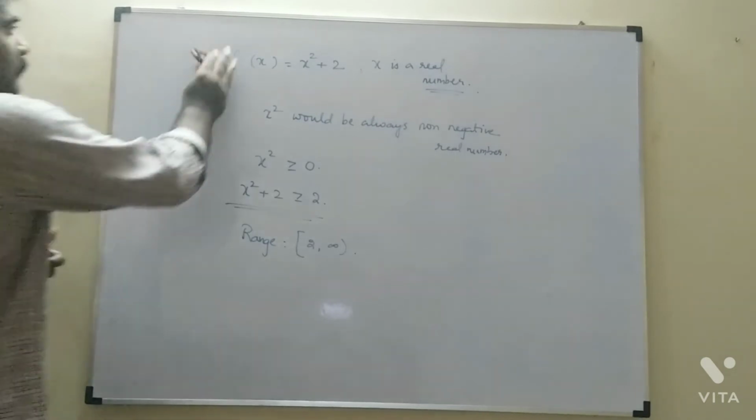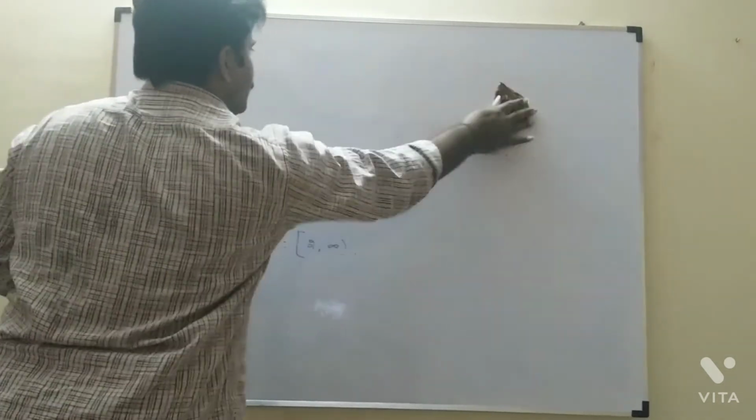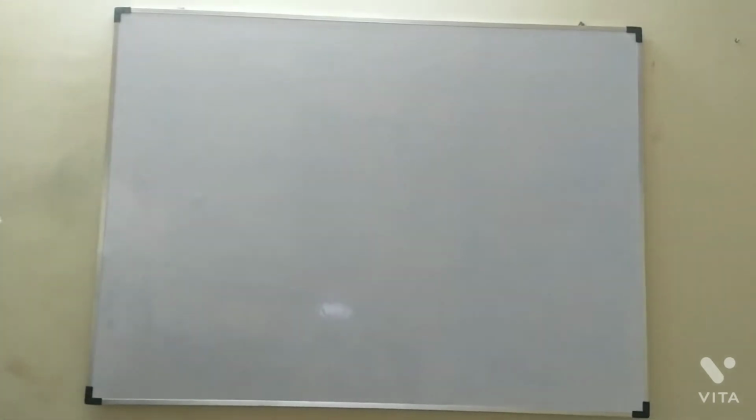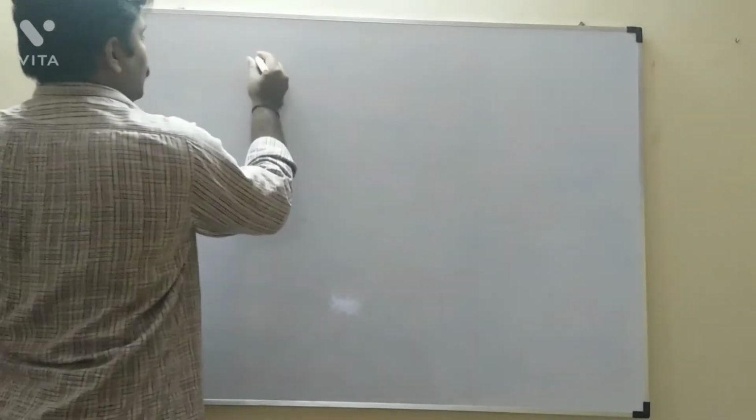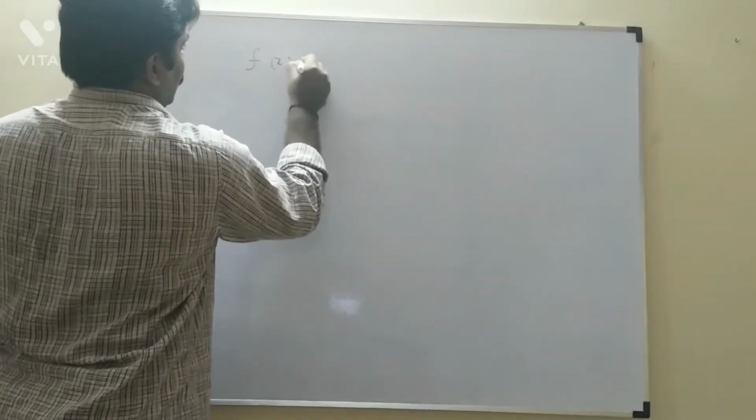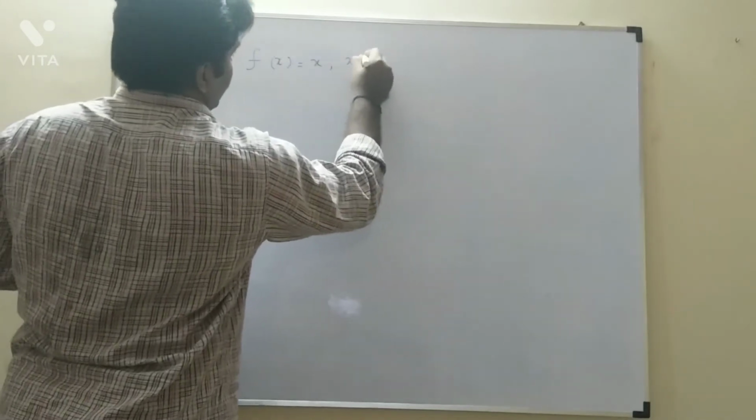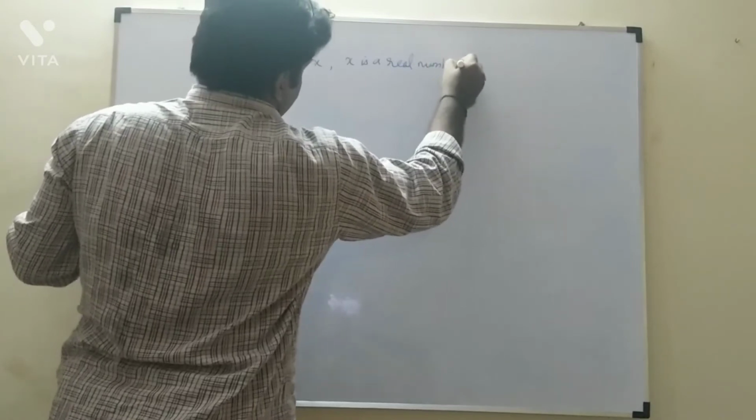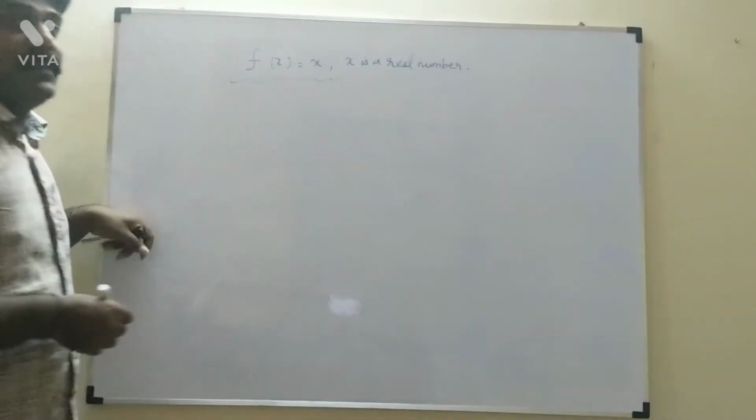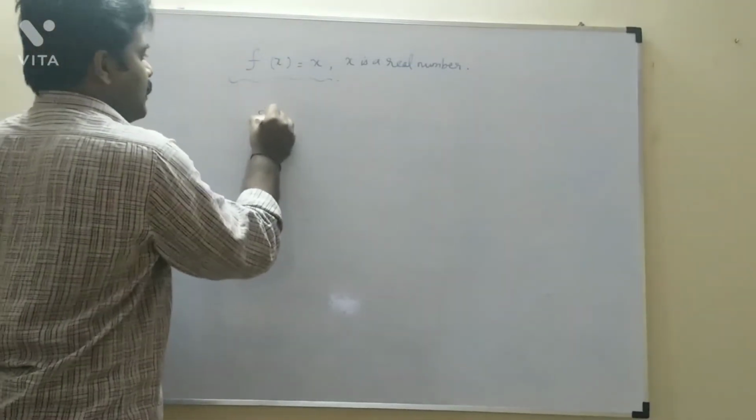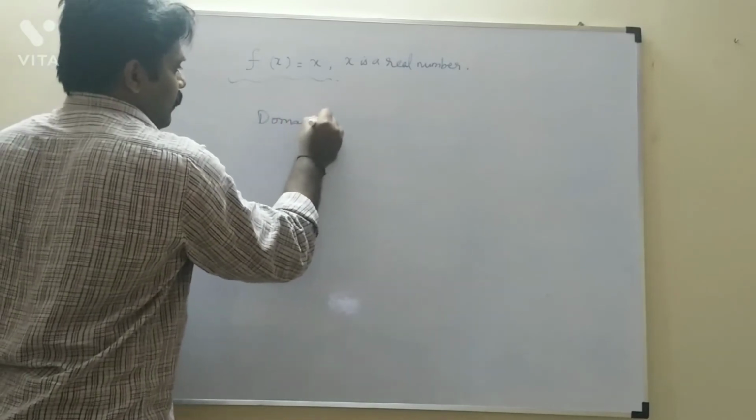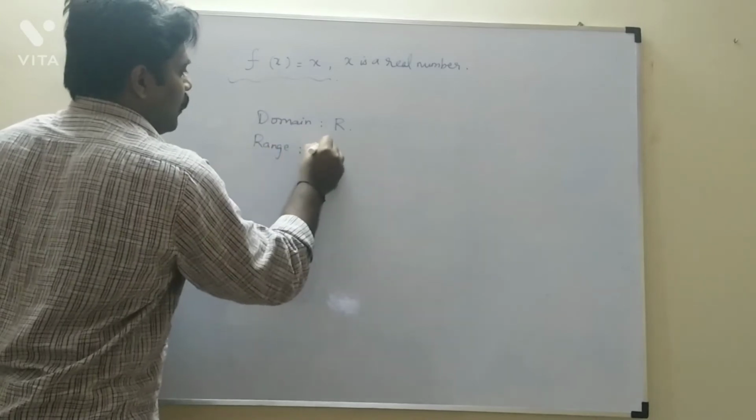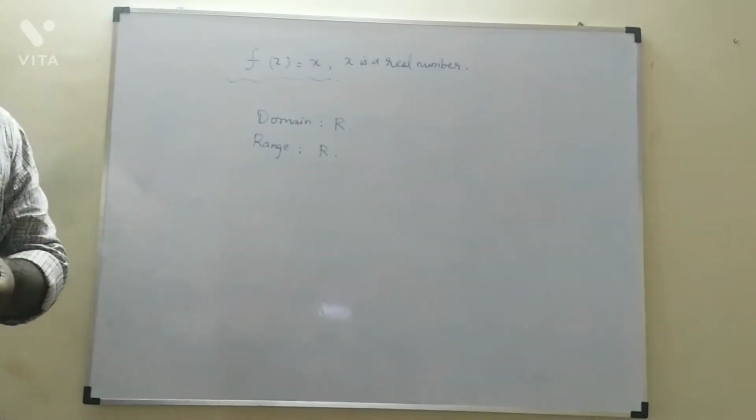Right, last question. Let's see one more question. F of x is equal to x, where x is a real number. See, this is nothing but an identity function. So you already know the domain and range of an identity function. What is the domain? Real numbers. What is the range? Real numbers.